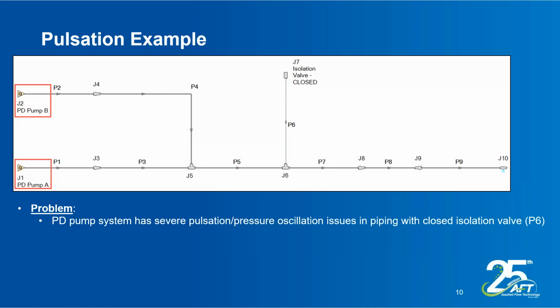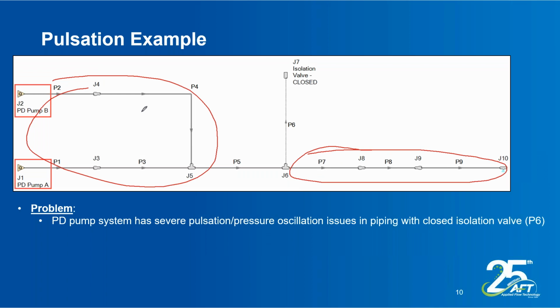But the thing is, when you have pulsation issues going on, you can have different frequencies in different pipes. So in some pipes, you may have a resonant frequency where you don't see the same frequency in other pipes. So when you're doing this type of analysis, it's really important to be sure that you look at the whole thing to really see what's going on.